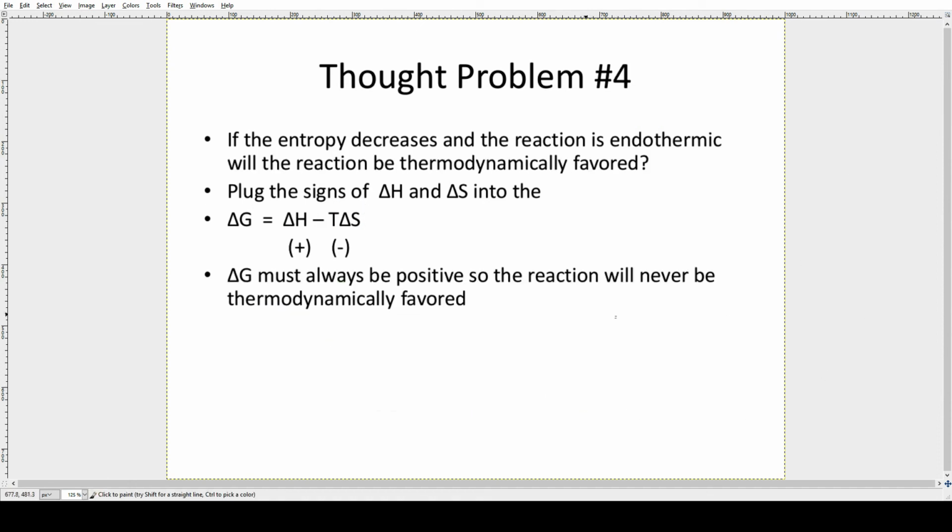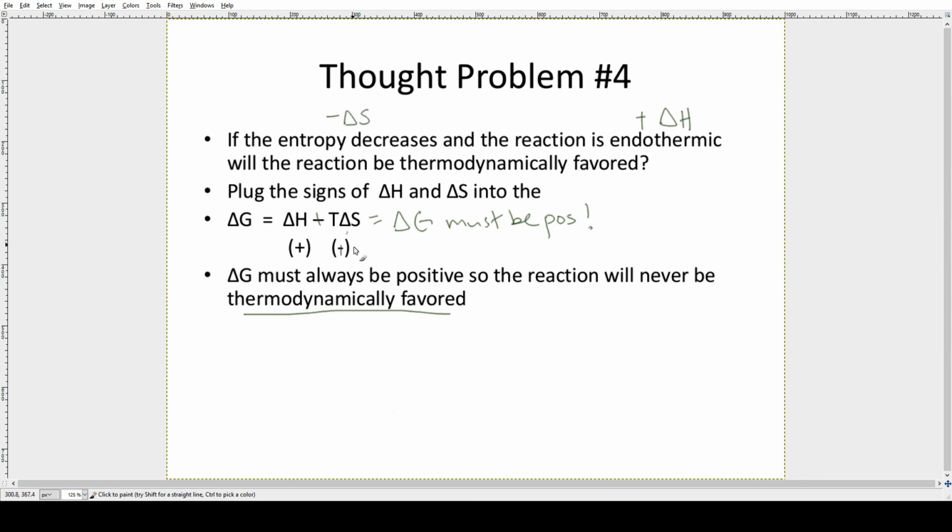Okay, one more thought problem. If the entropy decreases, that's a delta S that is what? Negative. And the reaction is endothermic, so delta H is what? Positive. Will the reaction be thermodynamically favored? So let's plug those in. We have a positive number minus a negative number. Minus a negative. These both become positive then. So now you have two positive numbers added together, which means your delta G must be positive. And if your delta G is positive, the reaction will never be thermodynamically favored.